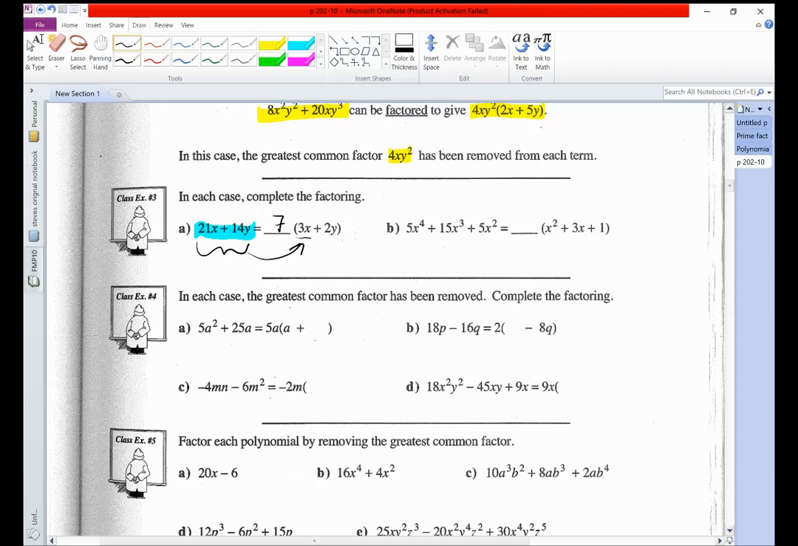The reason that this changes on the inside is because when we remove a 7 from each term, what we're doing is dividing 7 out of each term. So you end up getting 21 divided by 7, and that gives us 3 inside our brackets. And 14 divided by 7 gives us 2 in the brackets. We leave the x and we leave the y.